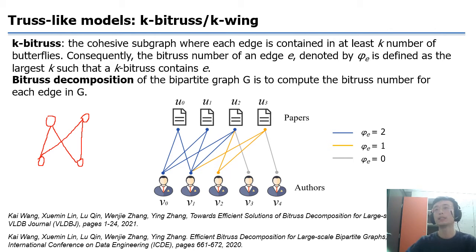So in the literature, many researchers focus on the bitruss decomposition problem, which is to compute the bitruss number for each edge in G. For example, in this example, the edge U0, V0 has a bitruss number of 2. This is because it can be contained in a subgraph where each edge has a bitruss number of 2.